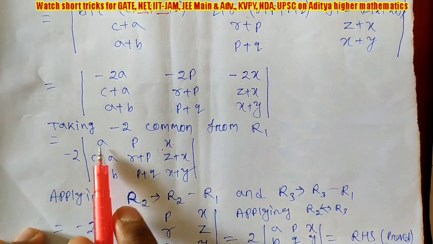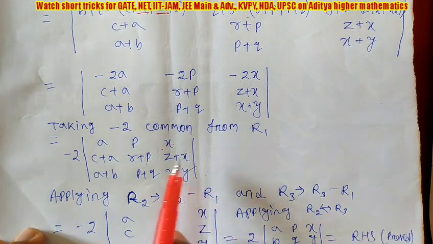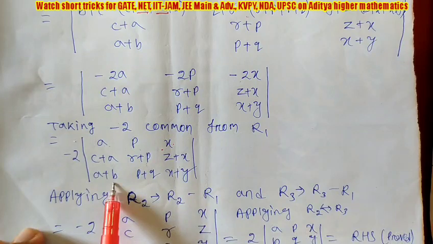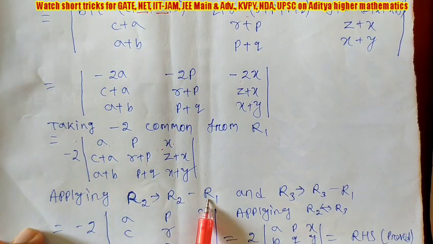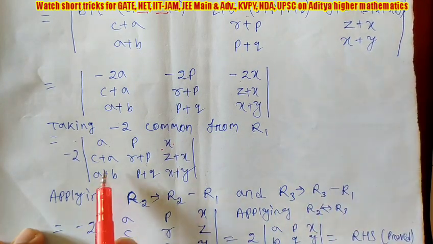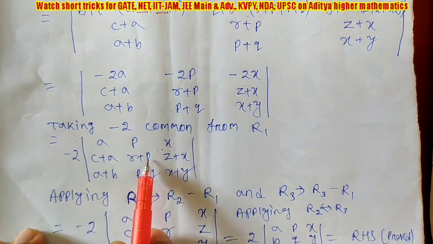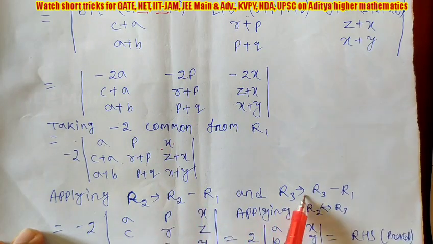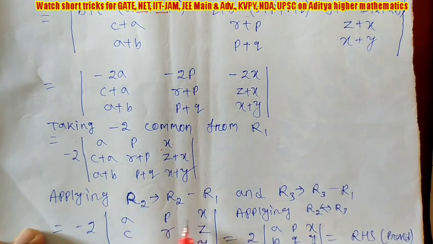So here we have to subtract R1 from R2 to cancel A, P, X. Understood? Similarly, again in the third row, A, P, X is there. So again you subtract R1 from R3 also. So you write R2 changes to R2 minus R1 and R3 changes to R3 minus R1, because you have to cancel A from both R2 and R3. Here also the same P, and in the third element X. So apply R2 minus R1 and R3 minus R1. That means we are not changing R1. So in R1 you write A, P, X.